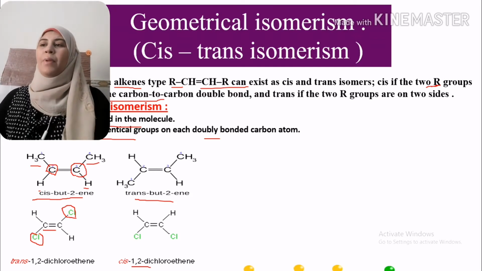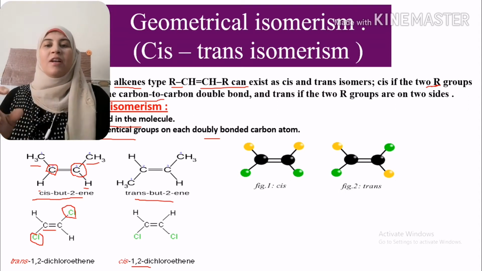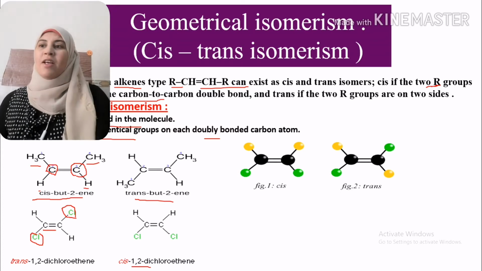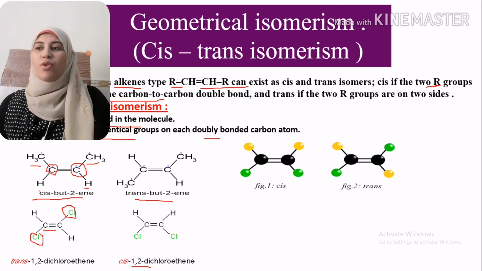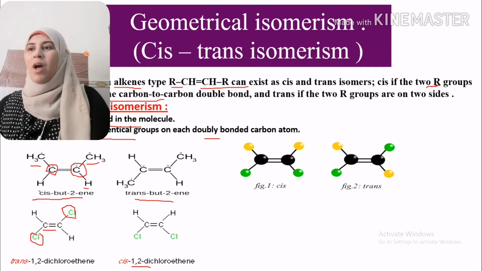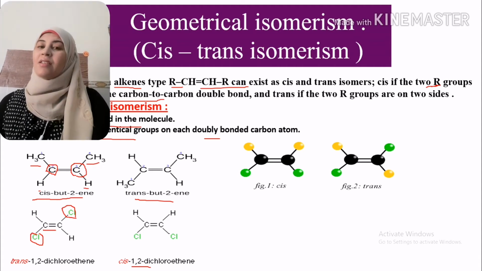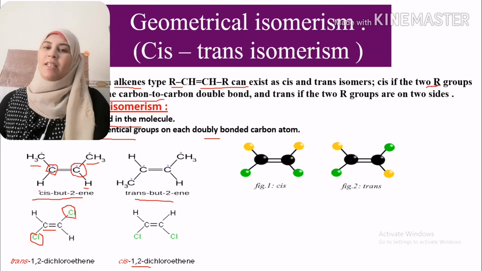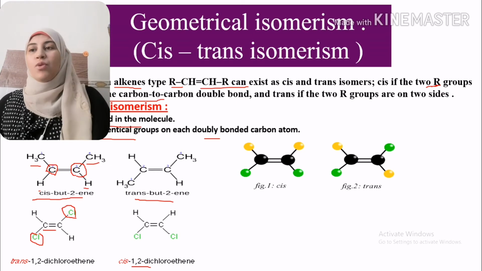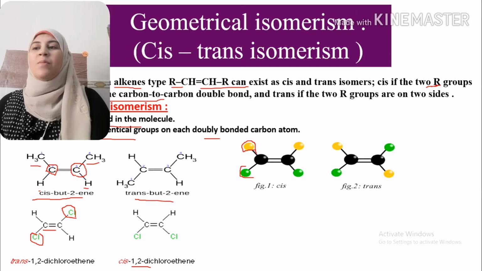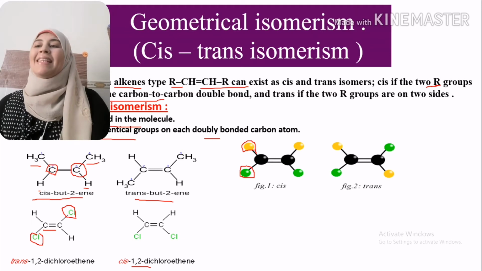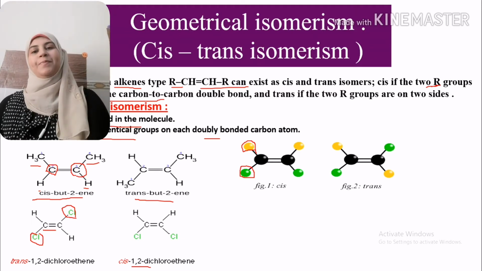The third example is our compound, but we show it just by different colored balls. The first one, we have restricted rotation, we have a double bond. The second one, we have two different colored, non-identical groups attached to the carbon atom. The first one is represented by the yellow ball, the second one is represented by the green ball. So we have two different groups attached to the carbon atom.